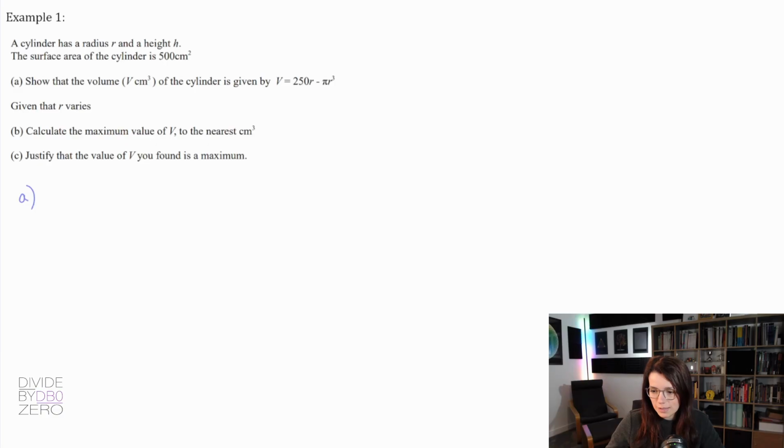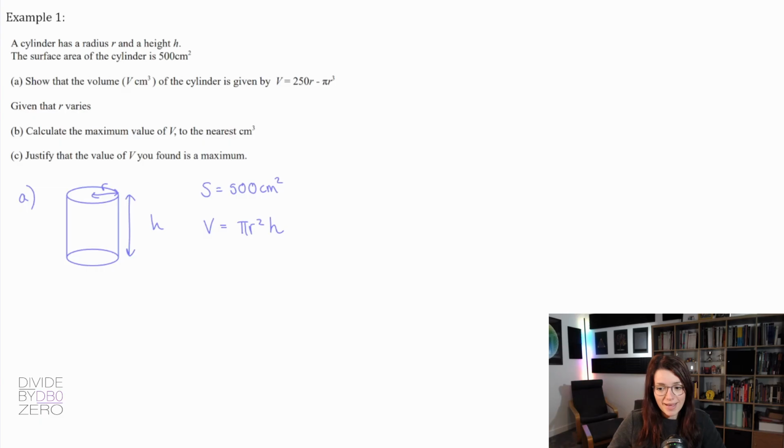So for part A, you might want to draw yourself a little sketch of a cylinder. Radius r, height h. We're told that the surface area is 500 centimeters squared. We want to know about the volume. So if we think about the generic volume of a cylinder, that's pi r squared times the height. Now that doesn't match their expression for the volume. If you compare what they want with what we have, hopefully you can see we have an h and they don't. That means there must be a way of rearranging something to get h as the subject.